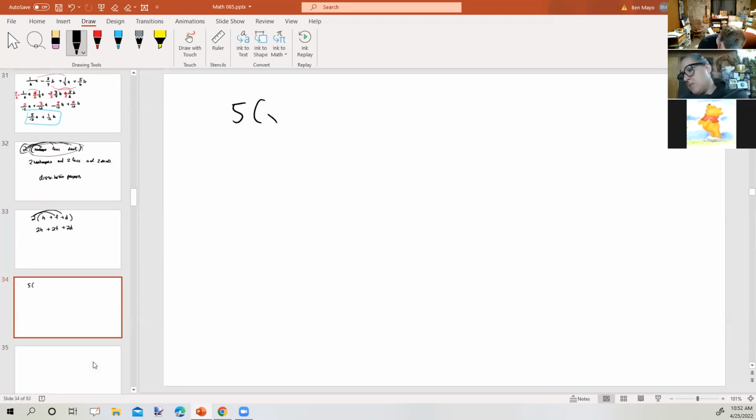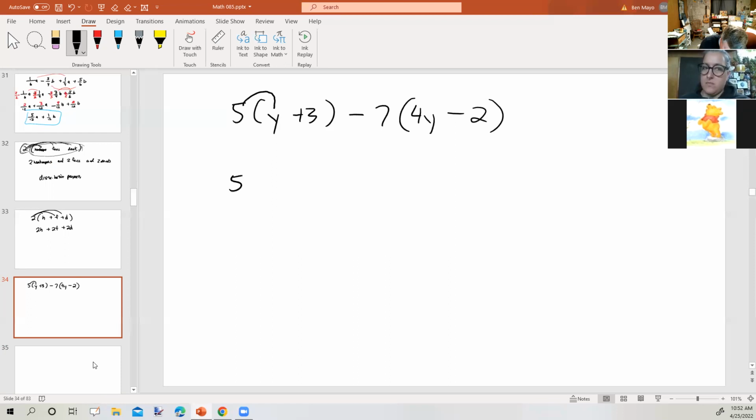Okay. Now, let's say I have this problem. 5 times the quantity y plus 3, minus 7 times the quantity 4y minus 2. So I'm going to distribute the 5 across the y plus 3. 5 times y is 5y. 5 times a plus 3 is plus 15. Any questions so far?